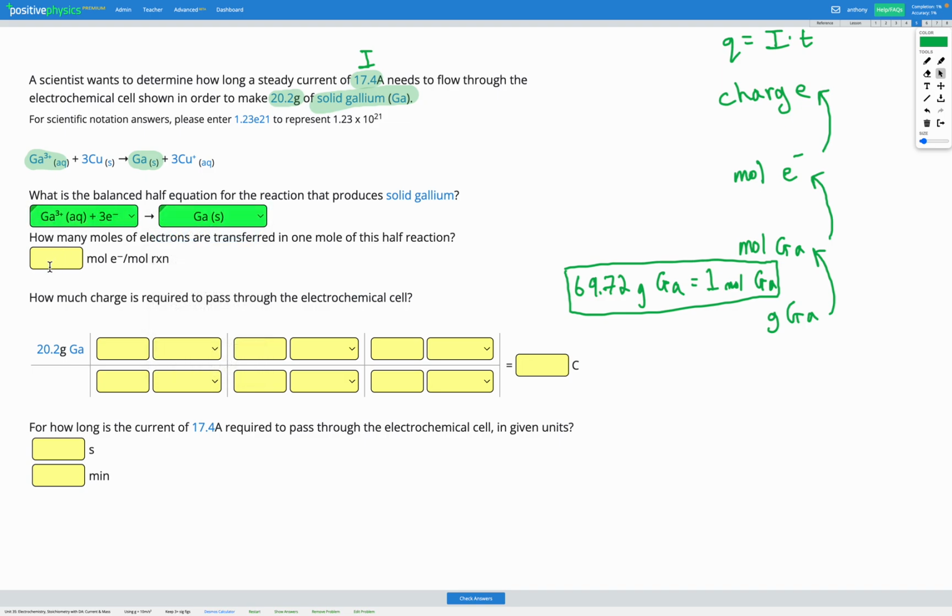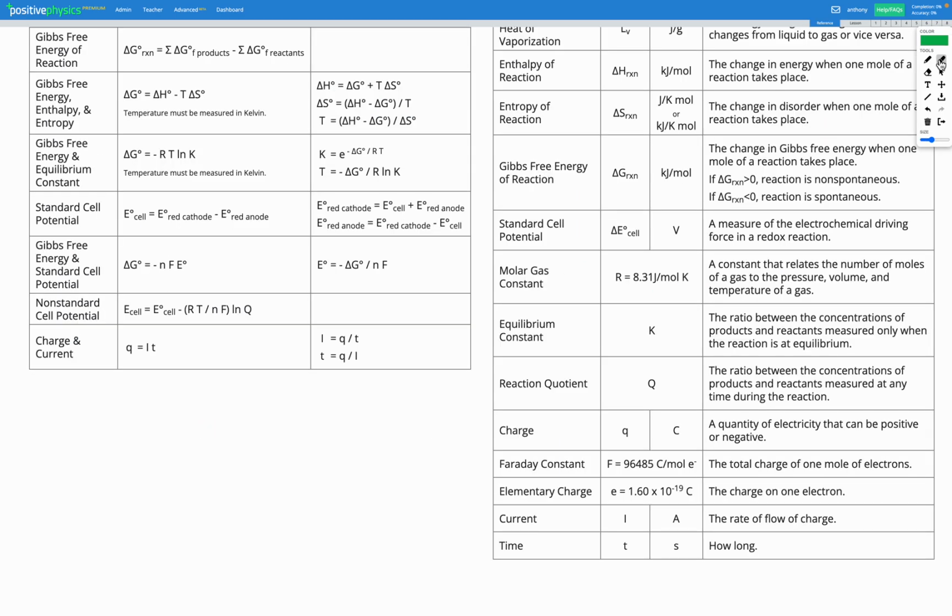So we can see 3 moles of electrons are transferred in this half reaction. And we can see that 3 moles of electrons are needed to form 1 mole of gallium solid. So that's our conversion here. 3 moles of electrons are needed to form 1 mole of gallium. So there's our conversion factor for the second step. Then we're going to convert from moles of electrons to charge. Let's head to our reference sheet. Here's the Faraday constant. That tells us that in 1 mole of electrons, there's 96,485 coulombs of charge.